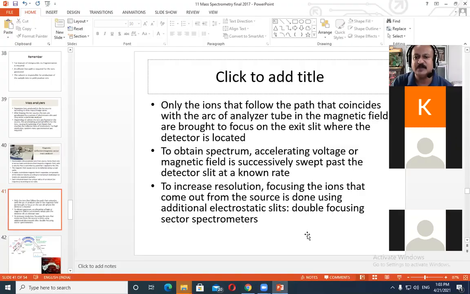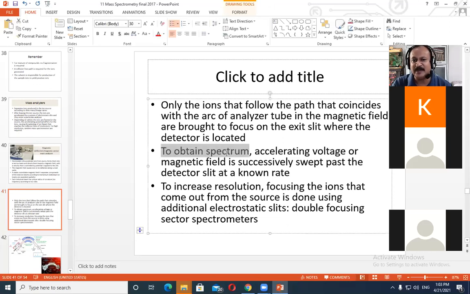Then coming back to my original presentation, what I have written here is the same thing which I have told you. To obtain the particular spectrum of the different types of ions from that particular compound, the accelerating voltage or magnetic field is successively swept past the detector slit at a known rate, and therefore these different types of ions will be collected from the slit and onto the detector.